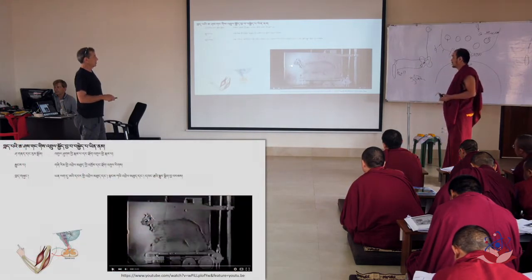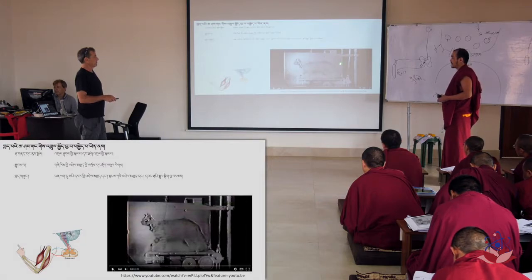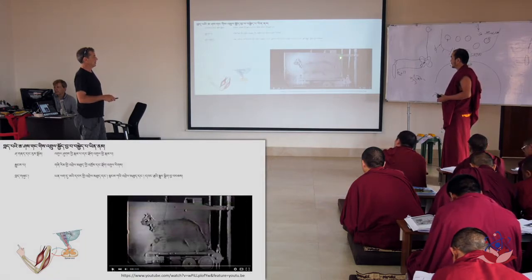Even right now you can see that there's no experimenter helping to balance by holding the tail.